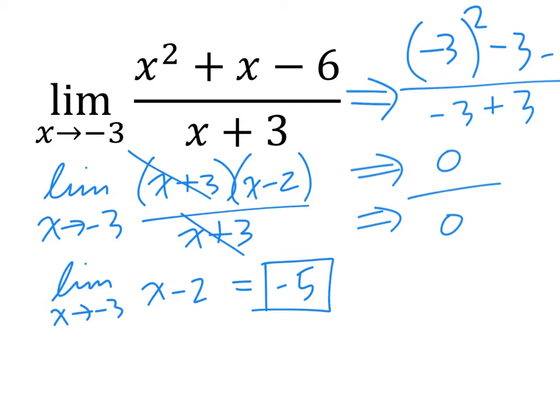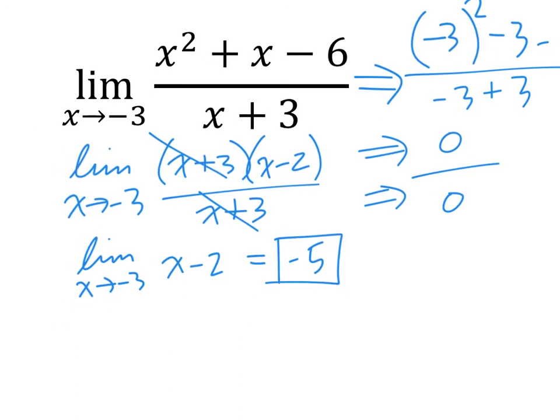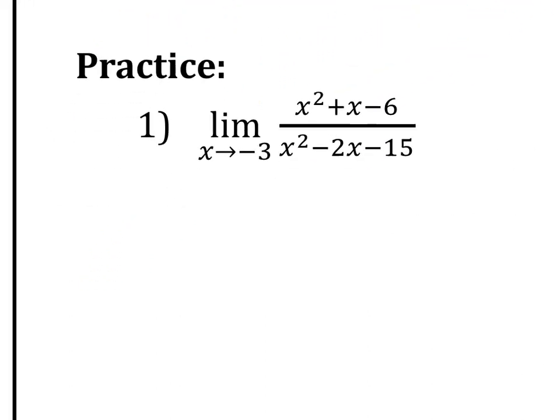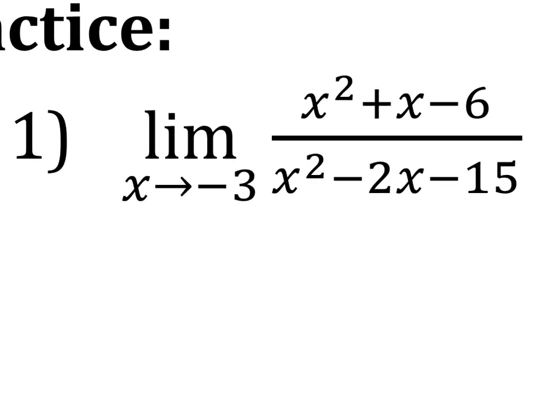All right, let's have you guys practice. Only when you have a 0 over 0, then you do something like this. Let's try this one. Hopefully you got to the correct answer. The answer is 5/8. Good? Okay, let's try another one.